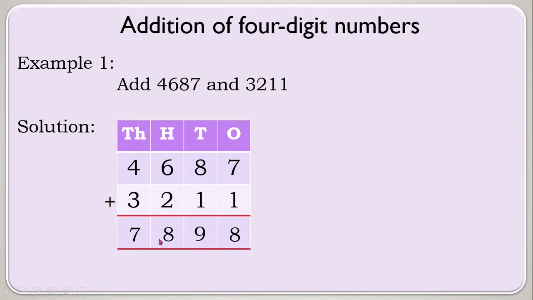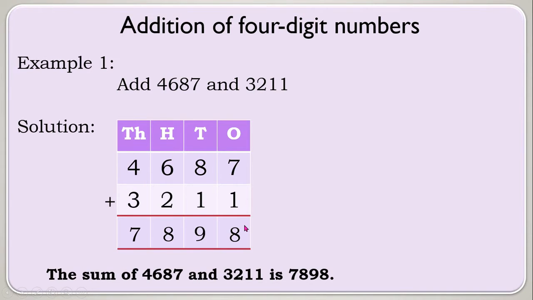So 7898 is the sum of the given numbers. That is, the sum of 4687 and 3211 is 7898.